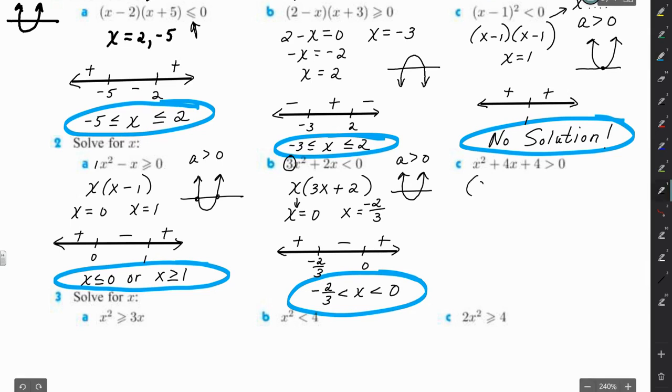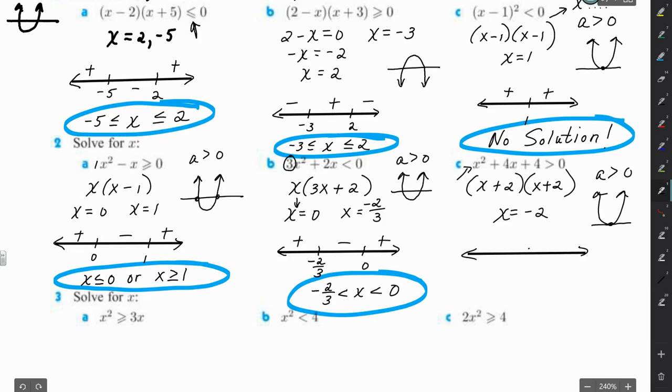Factor. We have an intercept at x equals -2. The value of a is 1. A is greater than 0, so we know we're pointing up. We know that we only hit in one place. Draw your sign diagram. Get a value of -2. Before and after -2, we know we're positive.